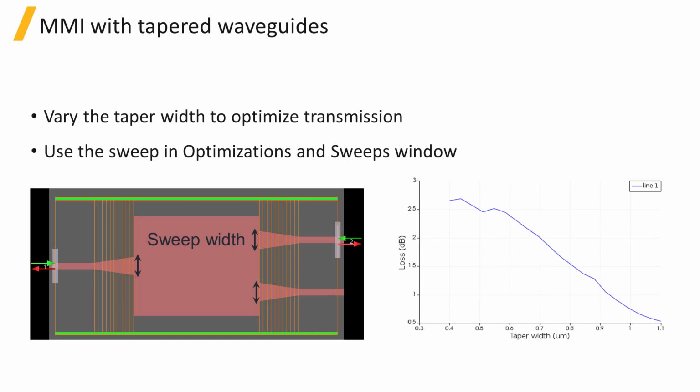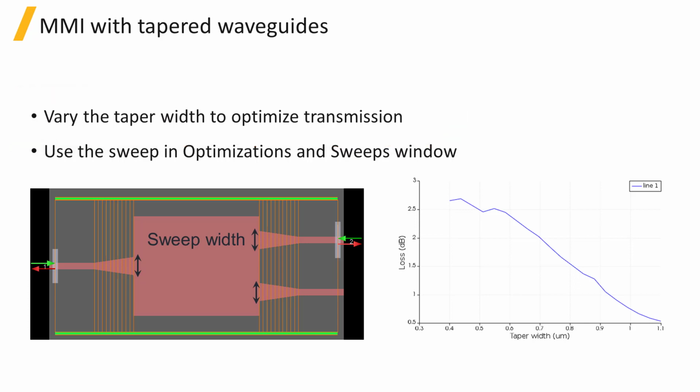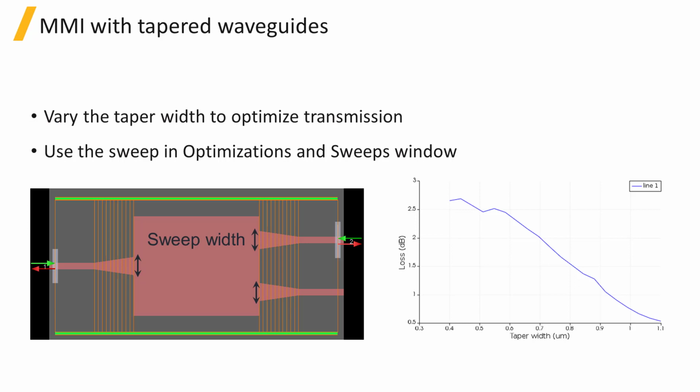This is an MMI with tapers. The design goal here is to vary the taper widths to optimize the transmission. Since the parameter involved is not the length, you need to use the standard sweep tool in the Optimizations and Sweeps window.